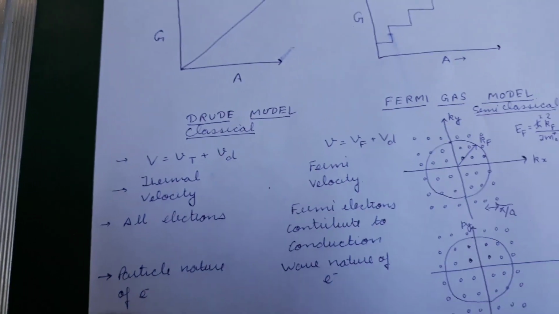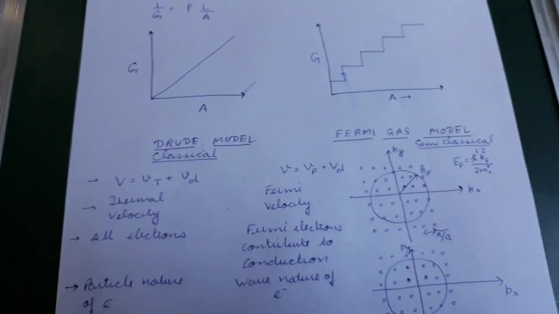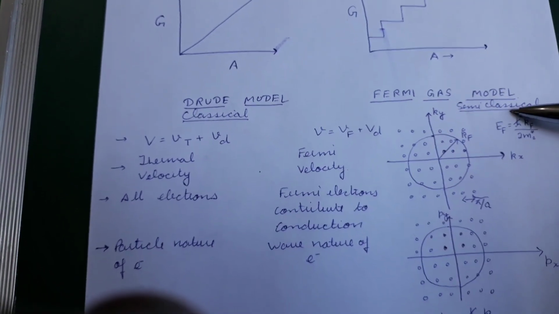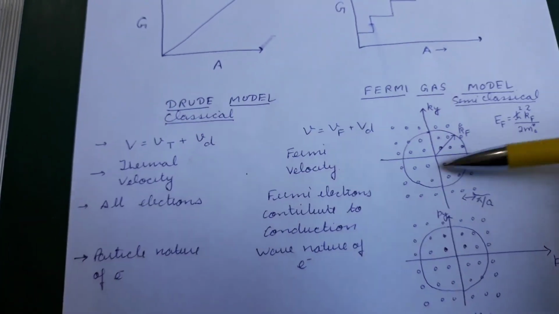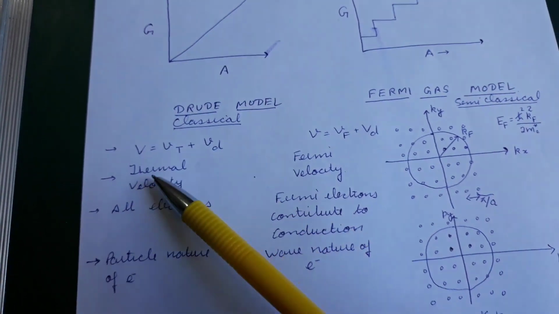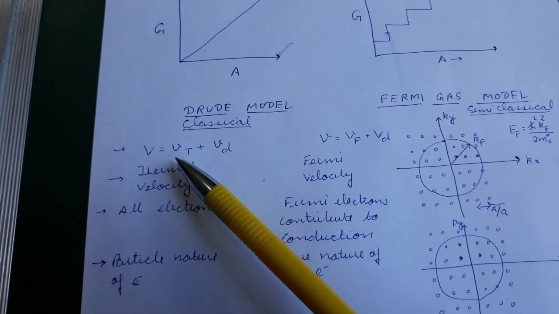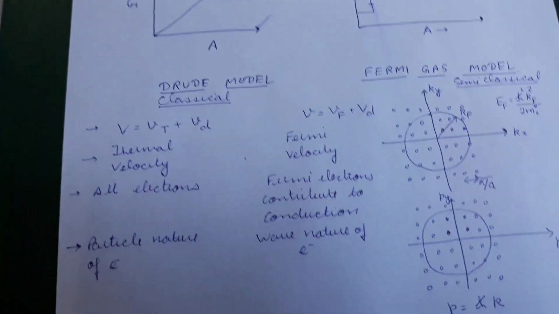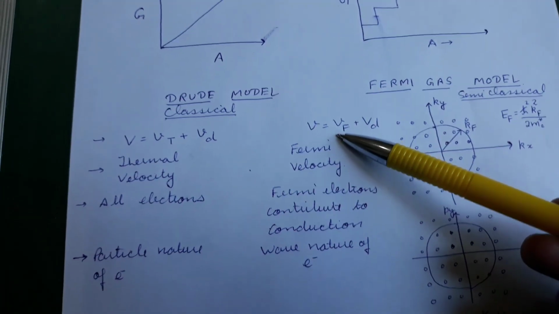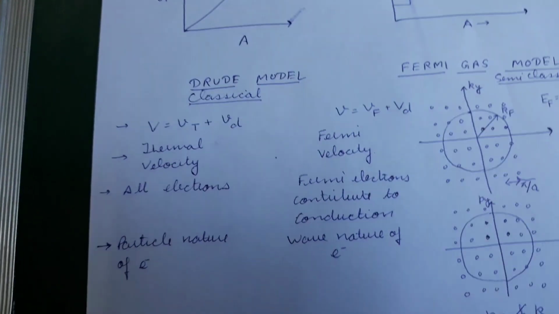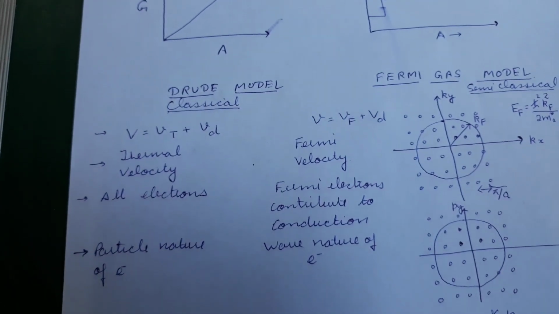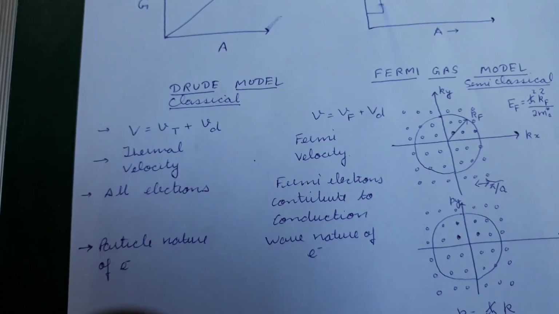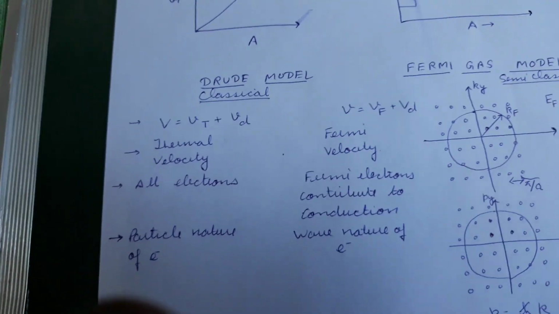Drude's model is a classical model, while the Fermi gas model is a quantum mechanical model, but a semi-classical one. It means that some concepts of classical physics will be used in this model as well. In Drude's model, the total velocity is the thermal velocity plus the drift velocity. But in the Fermi gas model, we replace thermal velocity with the Fermi velocity. So the question arises, what is Fermi velocity? In a metal, the highest energy electrons are the Fermi electrons, and the velocity associated with them is the Fermi velocity.